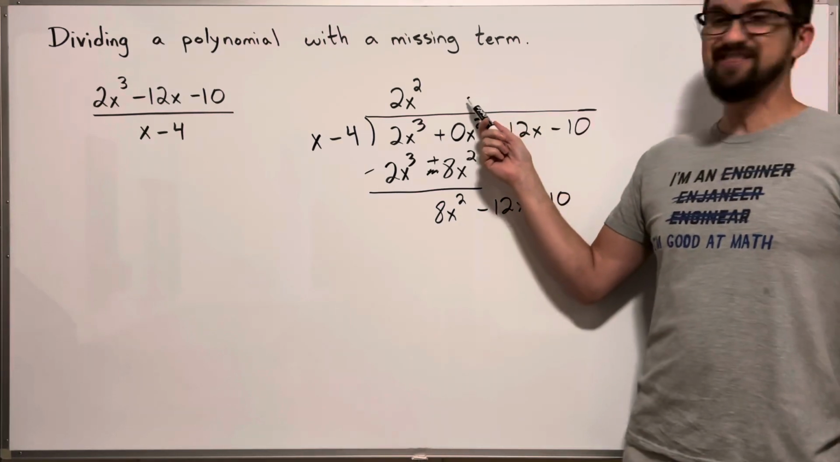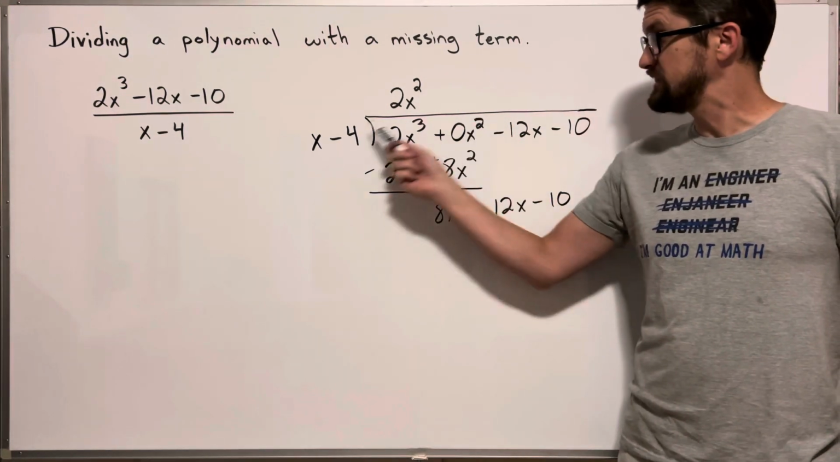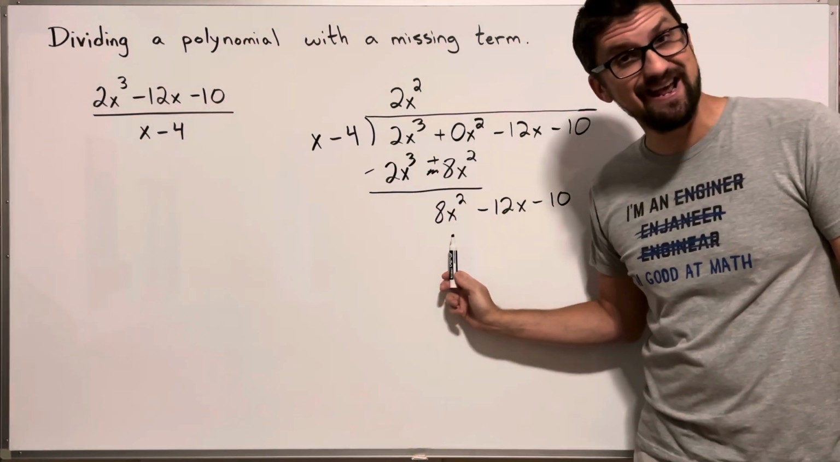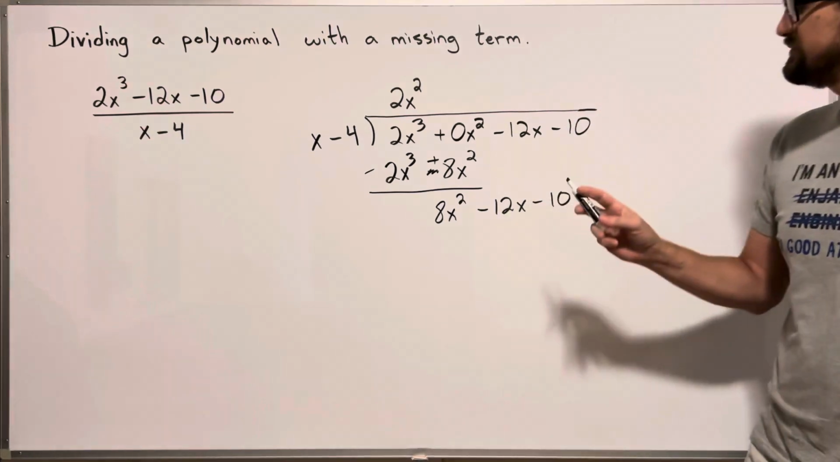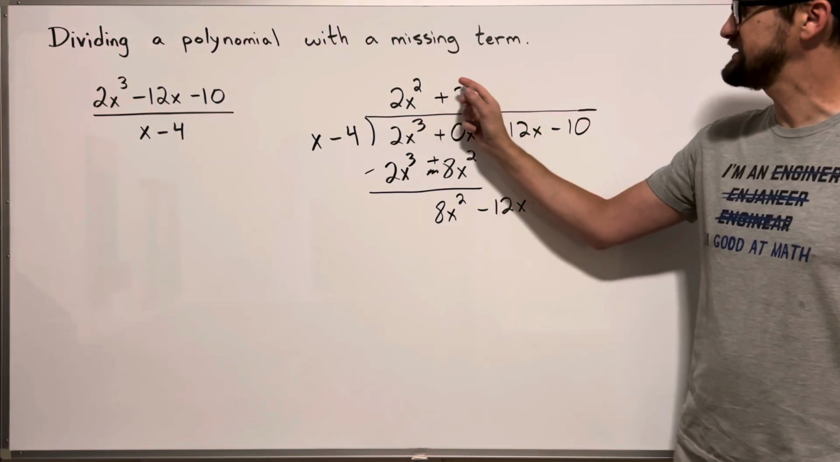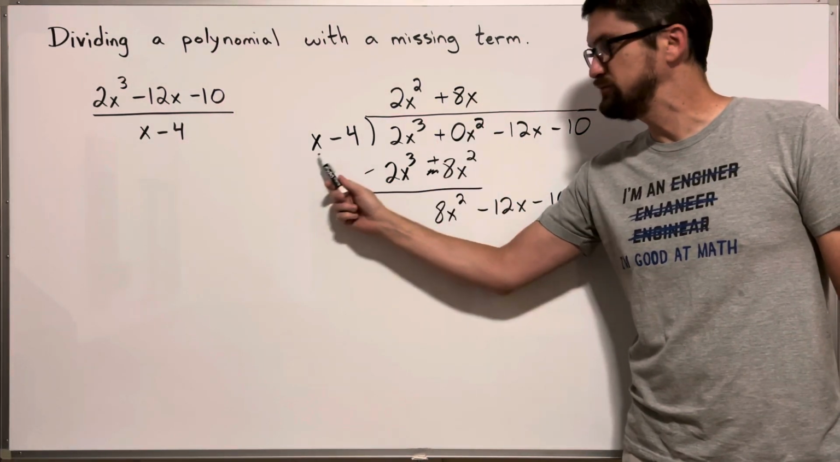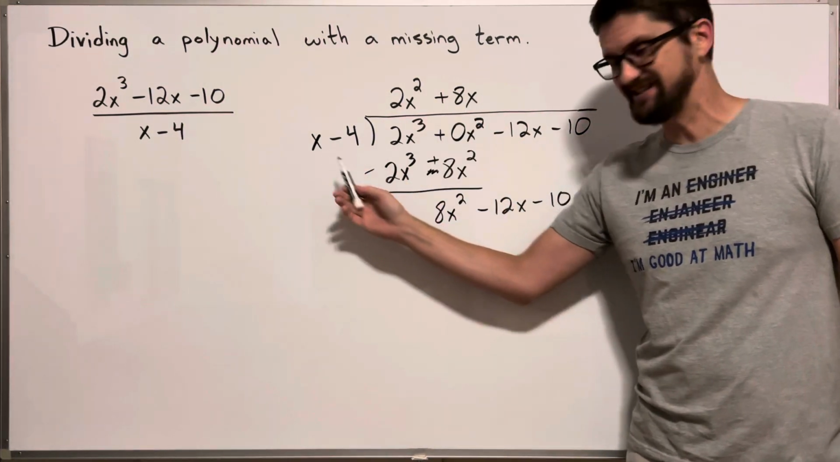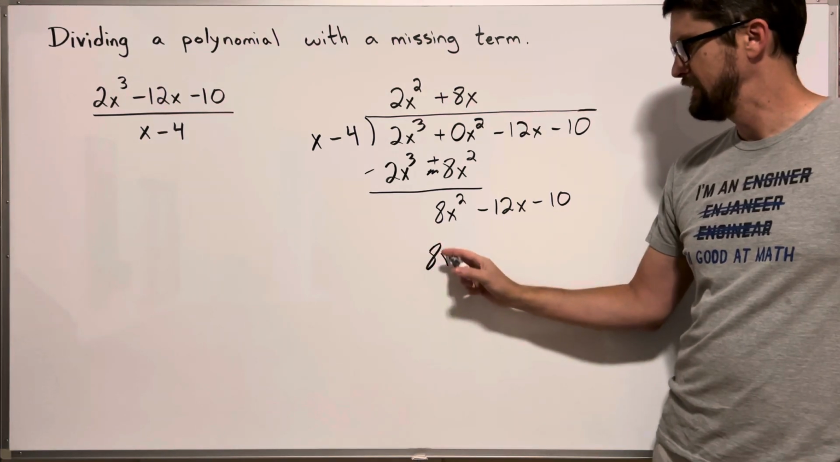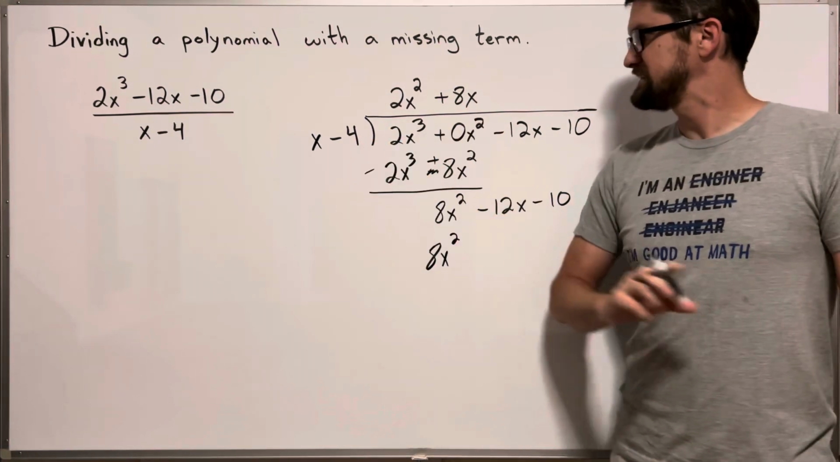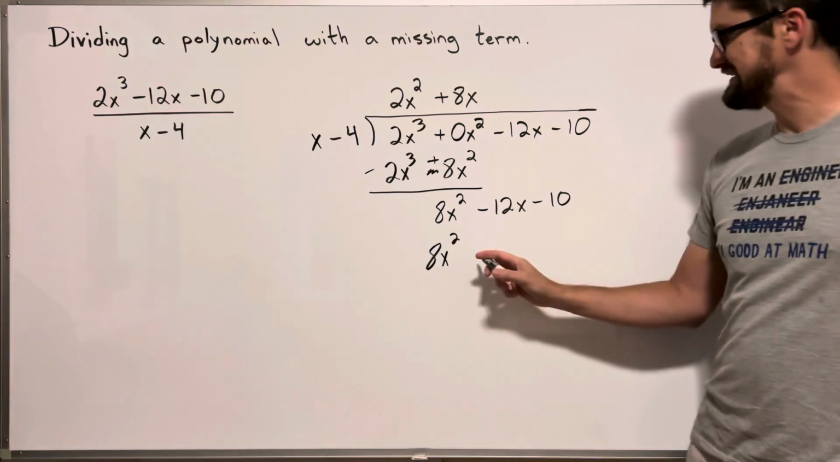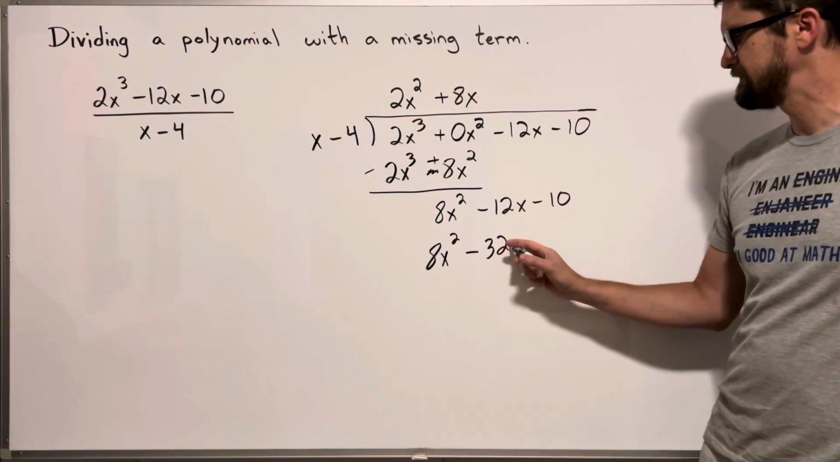All right, next we want this term right here. This term is going to multiply the x to give you 8x squared. That's going to be 8x. So we want a plus 8x there. Then you're going to take the 8x and distribute it to both terms out here. 8x times x is 8x squared. And 8x times this minus 4 is going to be a minus 32x.